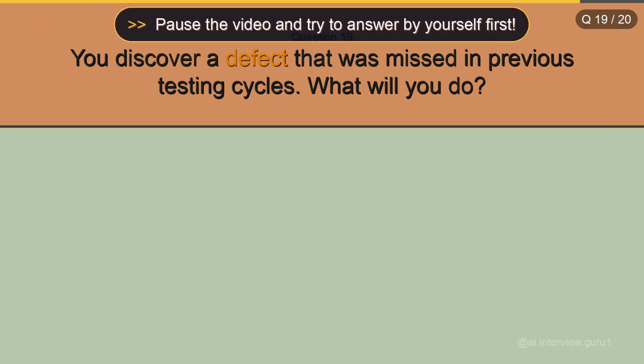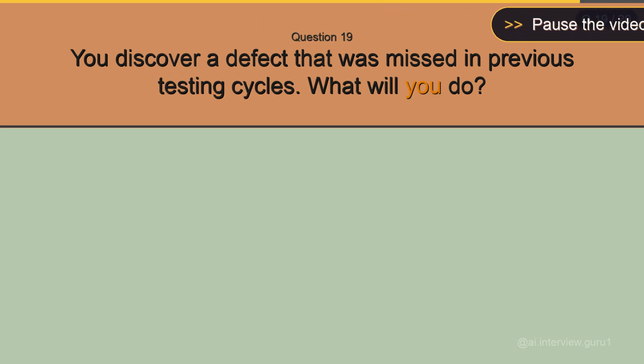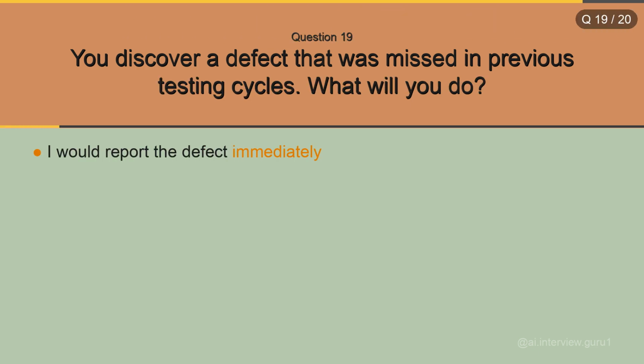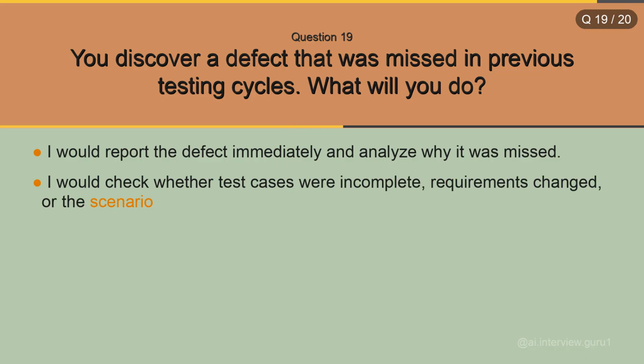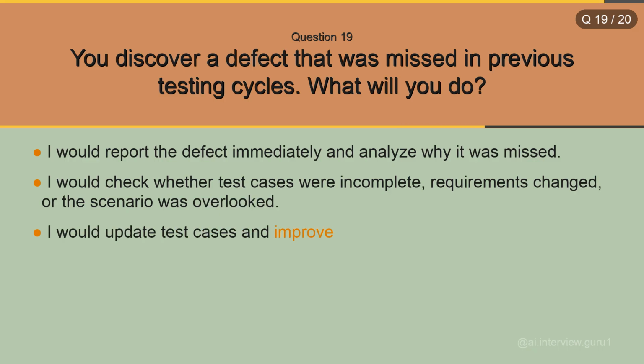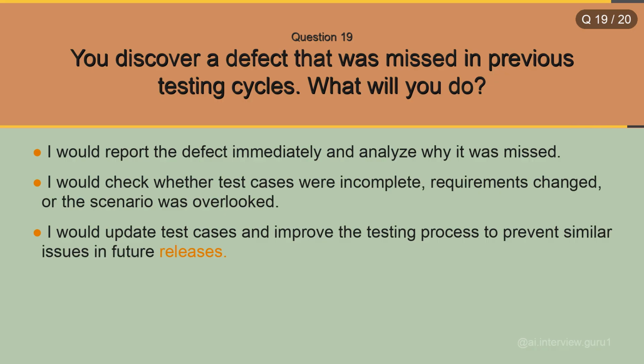You discover a defect that was missed in previous testing cycles. What will you do? I would report the defect immediately and analyze why it was missed. I would check whether test cases were incomplete, requirements changed, or the scenario was overlooked. I would update test cases and improve the testing process to prevent similar issues in future releases.